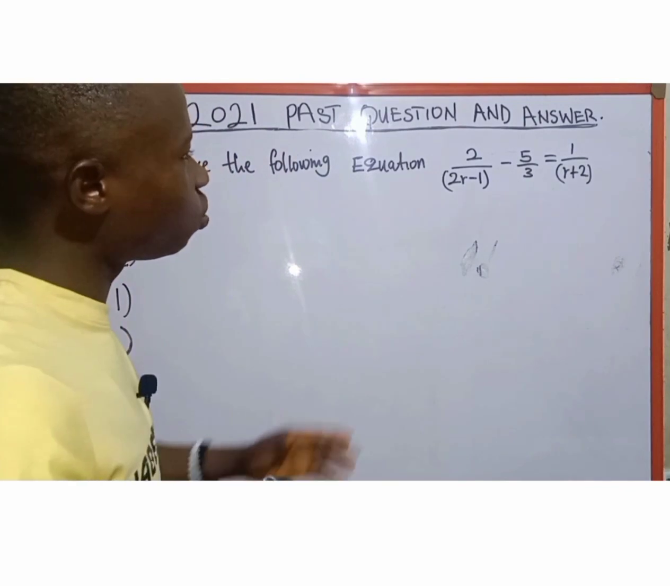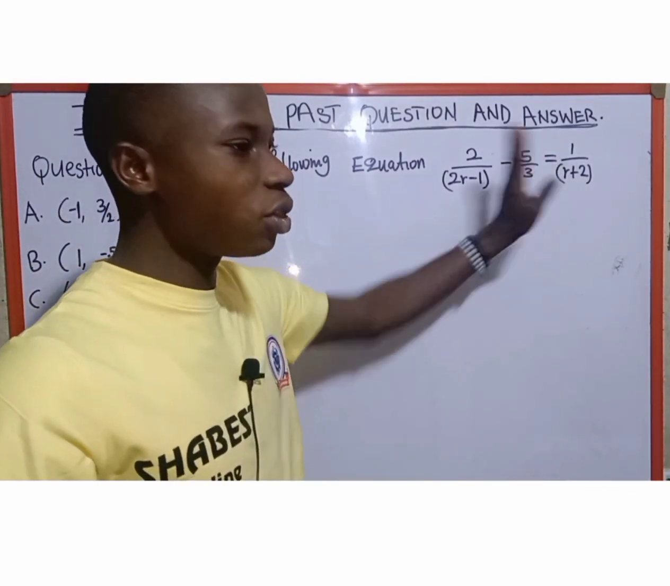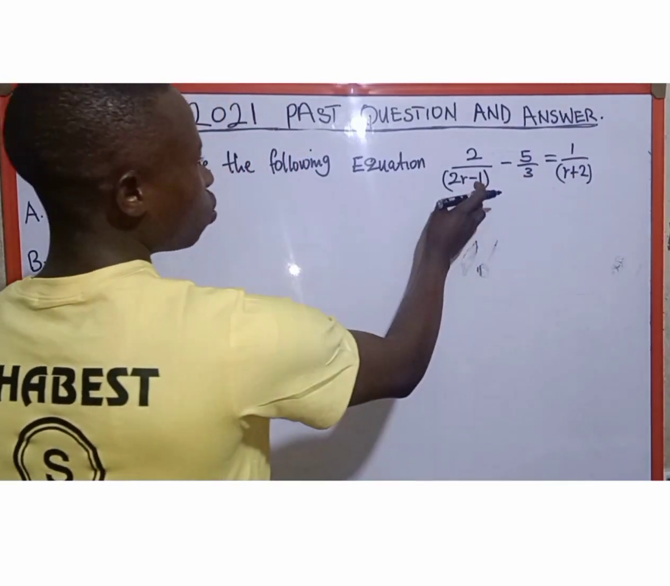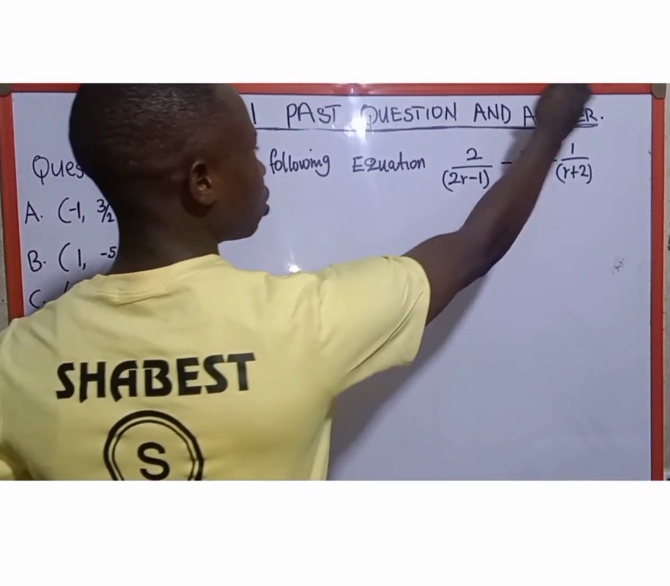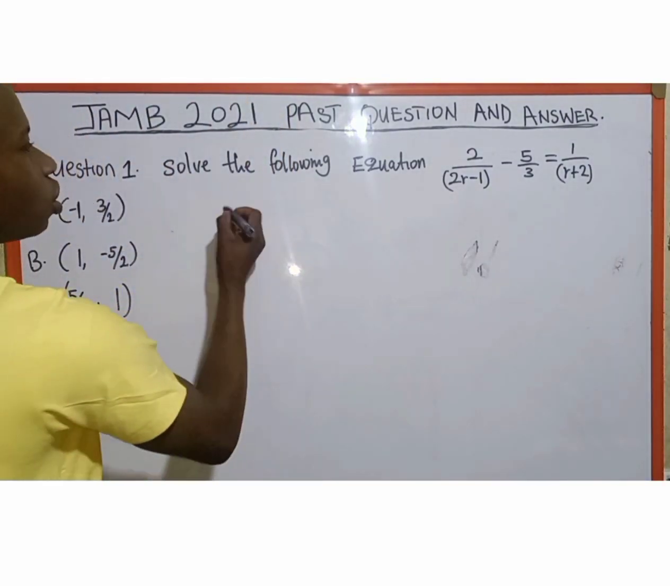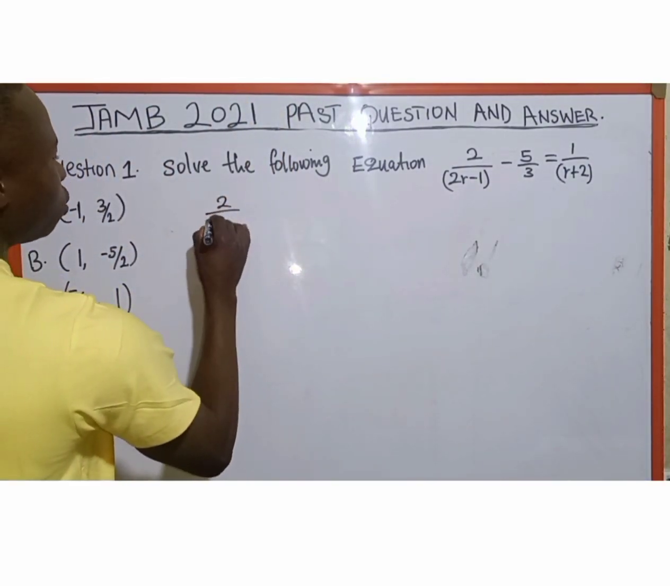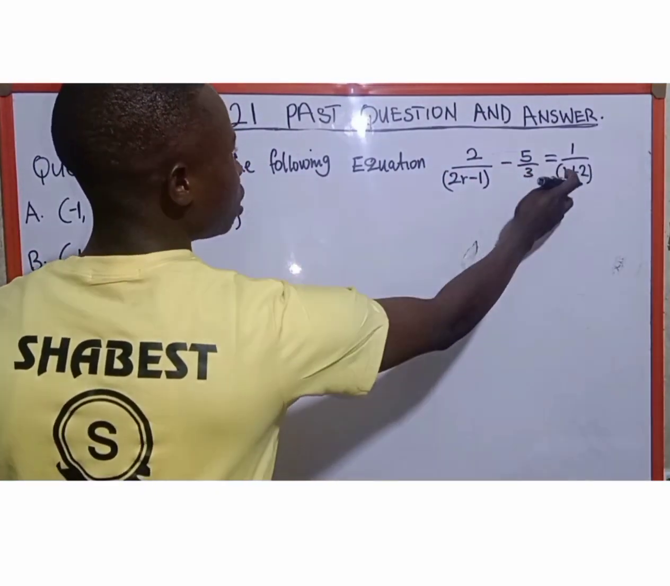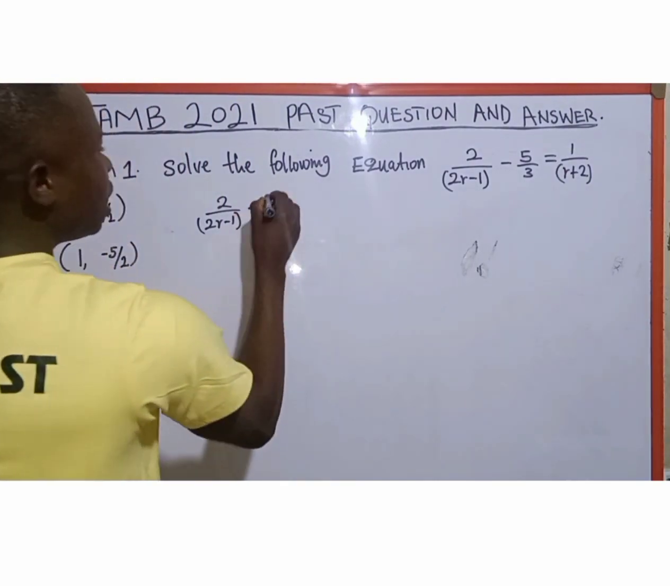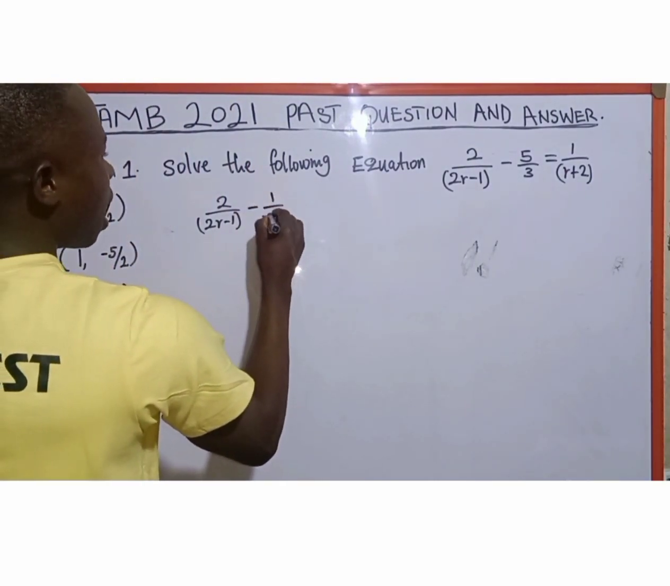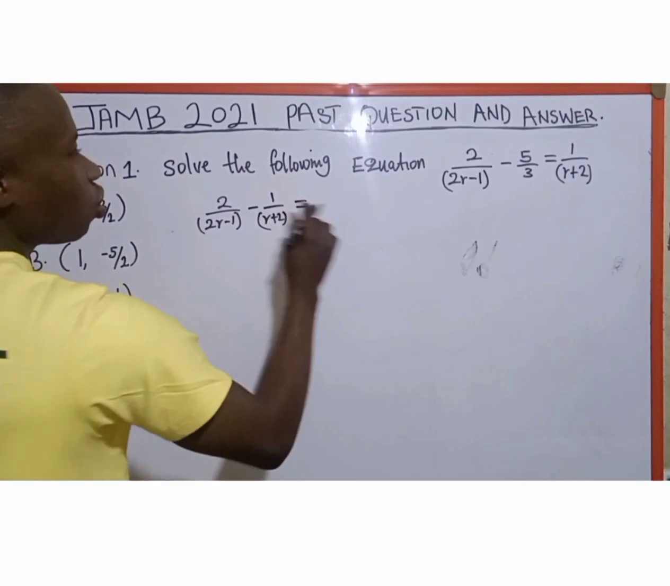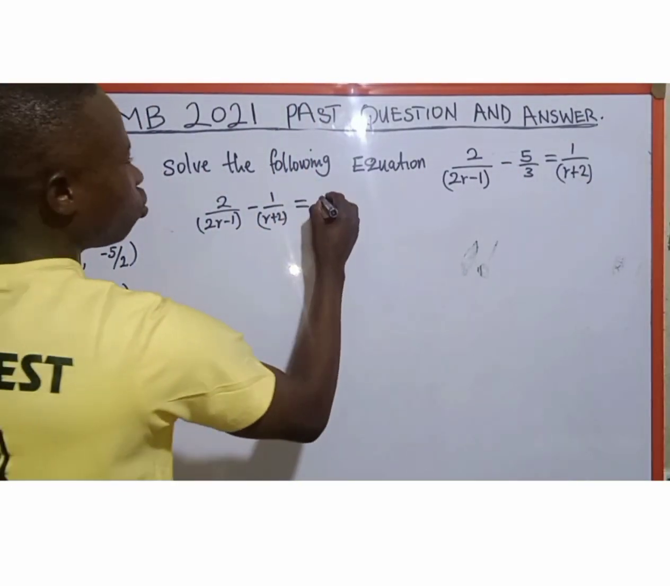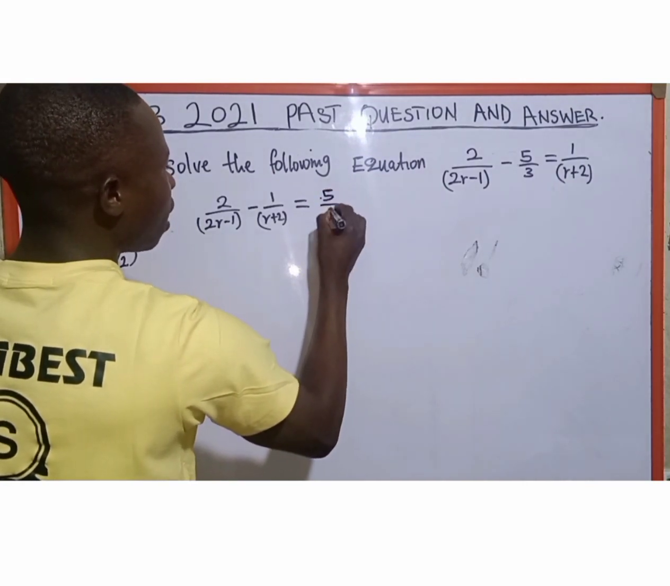The first thing we need to do is to rearrange this equation. We are going to combine the like terms. So we are going to move this to meet this 2 over 2r minus 1. Then we take this constant to the other side of the equation. So we are going to have 2 over 2r minus 1, then taking this to meet this, it is positive, so it is going to change to negative 1 over r plus 2, which is equal to negative 5 over 3, which is going to cross the equality sign and be positive 5 over 3.